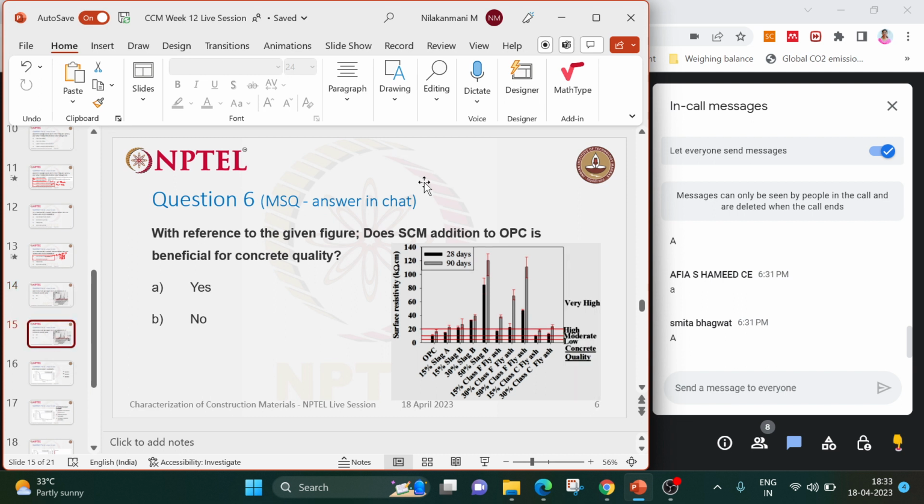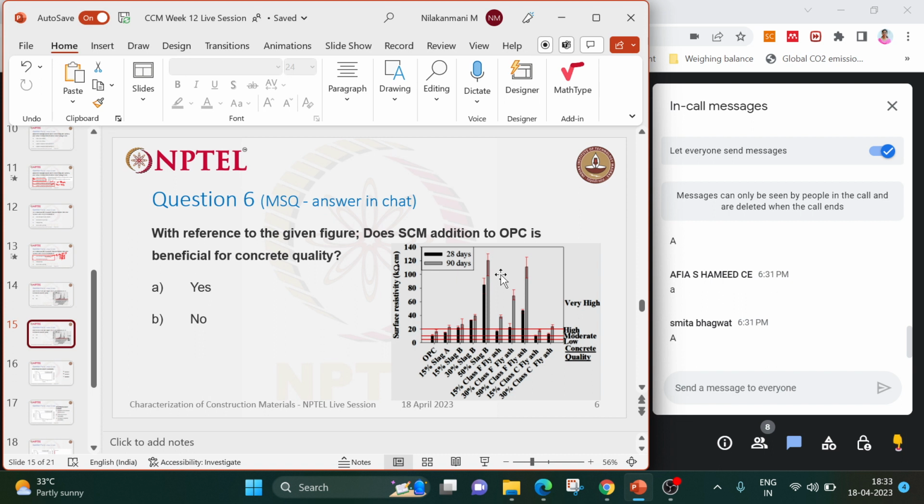Here, if there is an addition of SCM, obviously there is some increase in the resistivity. If there is an increase in resistivity, the movement of ions will be restricted. That will help with the concrete quality, because the movement of ions is the primary reason for chloride ingress, for example from an external source such as a marine environment. Obviously, there is a lot of chloride from the marine environment.